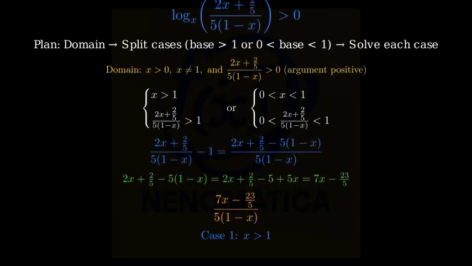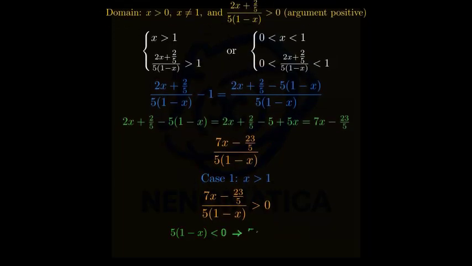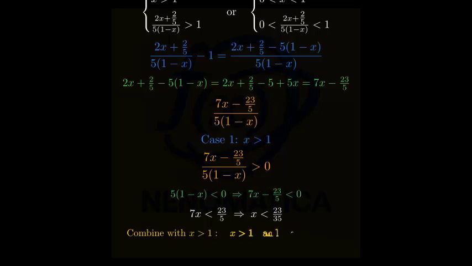Case 1, assume x greater than 1. Then 1 minus x is negative. So 5 times (1 minus x) is negative. For the fraction to be greater than 0, the numerator must also be negative.